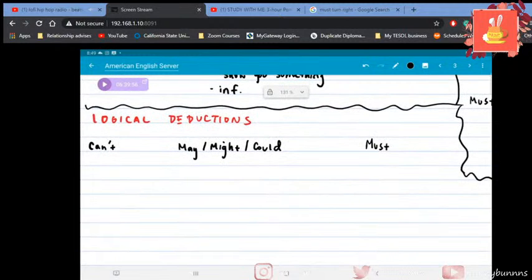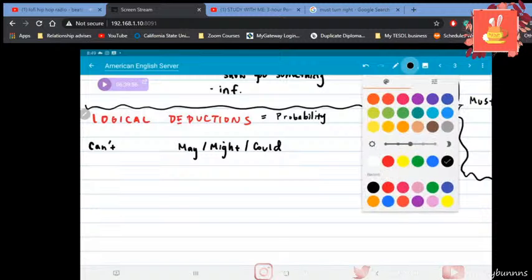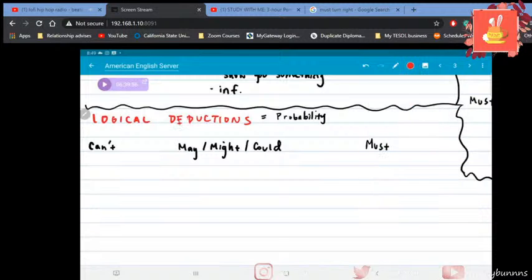So, logical deductions, what is this? The other word for it is probability. It depends on your book. They call it different things. Logical deduction basically means based on your points, you can logically make a statement out of it. So, for example, here's an example that my friends used, and it's called logical deduction.